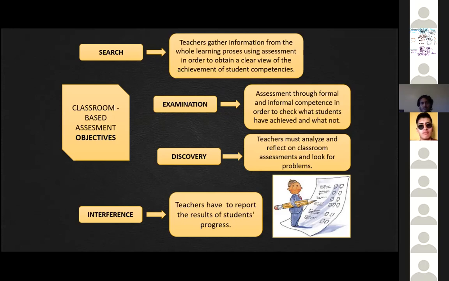I think they are the main persons who have to know how students are learning or how students carry on this whole process. So that was it for objectives. Next one, please. Thank you.